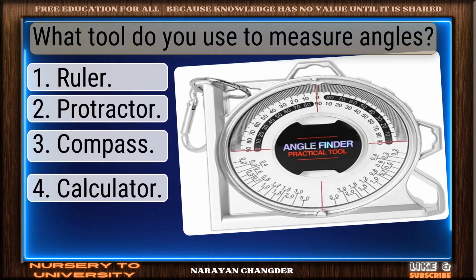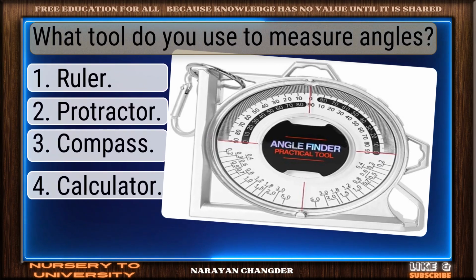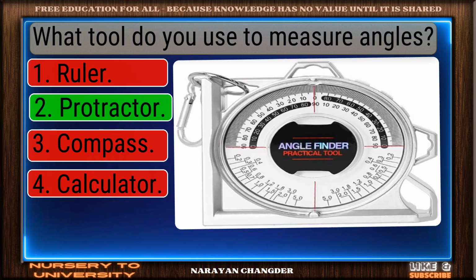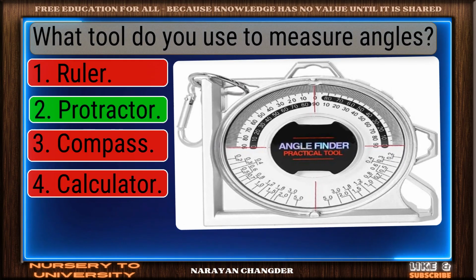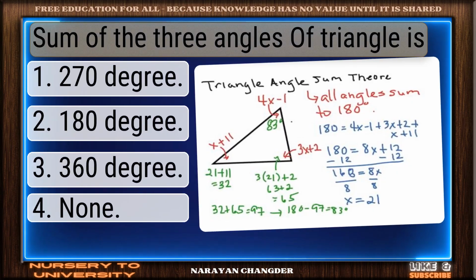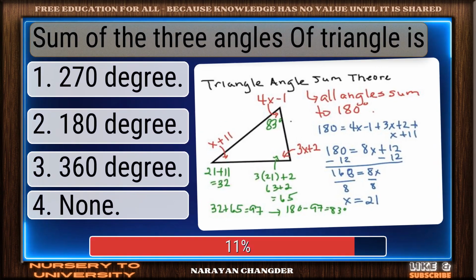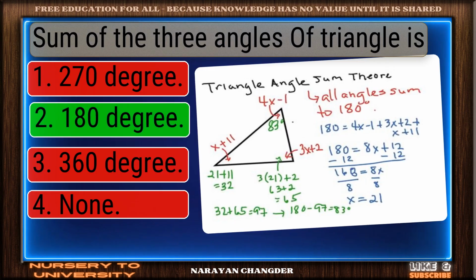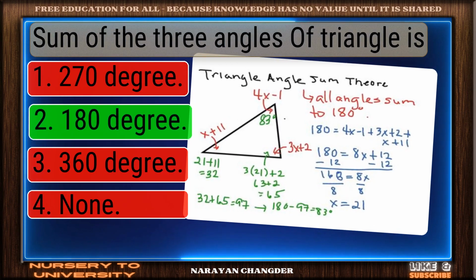Question number 245. What tool do you use to measure angles? Well reasoned. Protractor is the correct choice. Question number 246. Sum of the three angles of a triangle is? Smart pick. 180 degrees is the correct choice.